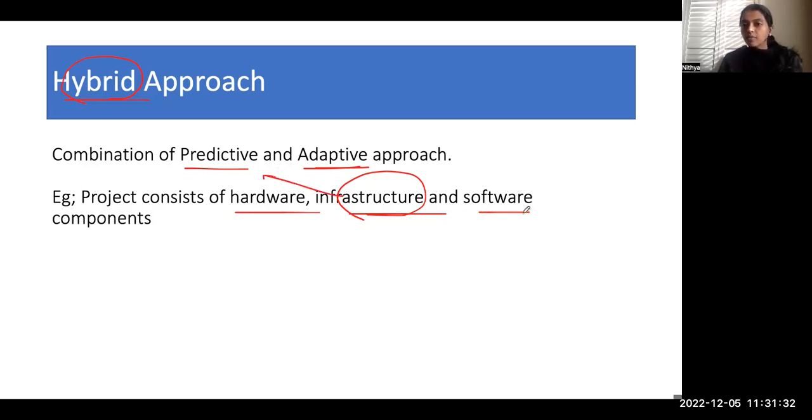And software, we can definitely use adaptive approach. Why? Because adaptive is a combination of incremental and iterative. With incremental, I mean you provide deliveries on a small, frequent basis. By iterative, I mean we keep on repeating the stuff until we get a perfect solution.